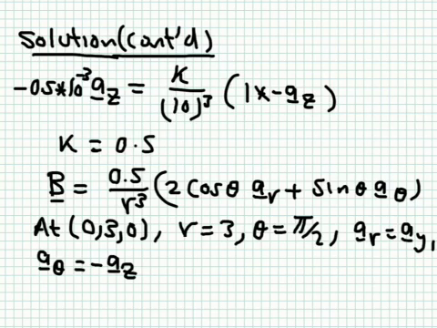We know now r is equal to 10. Cosine theta is 0 because theta is equal to pi over 2. And we know that a theta is minus az. If you equate both sides, you get that k is equal to 0.5, 10 to the minus 3, which is the given magnetic field multiplied by 1000. So the constant k is equal to 0.5.